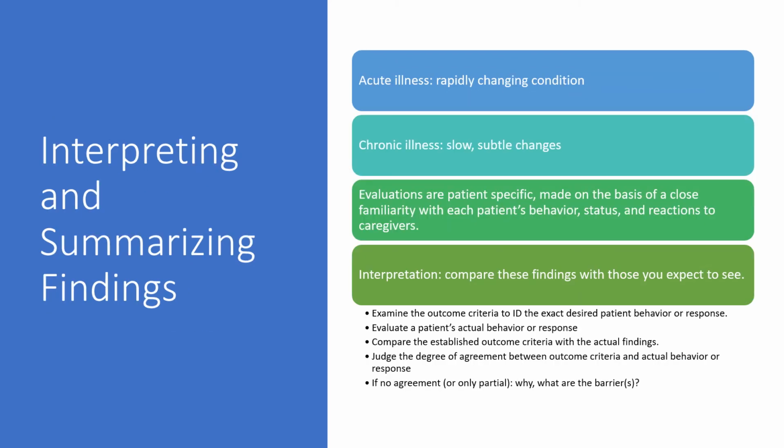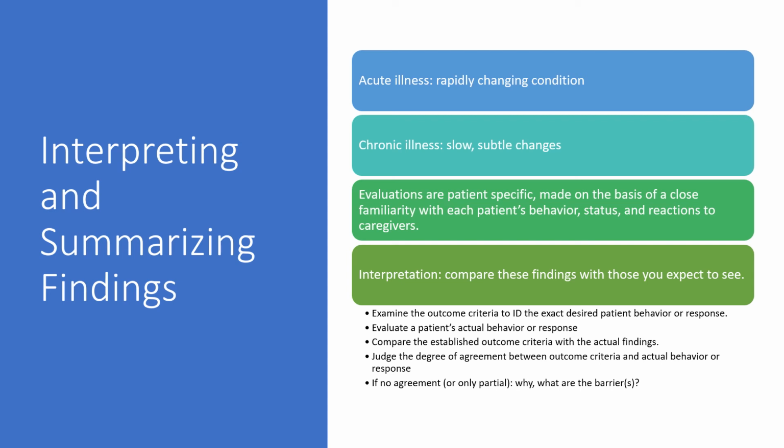Interpreting and summarizing the findings, just a couple of terms. Acute illness is rapidly changing conditions, and chronic illness involves slow, subtle changes. Evaluations are patient-specific, and they're made on the basis of a close familiarity with each patient's behavior, status, and reactions to caregivers. And interpretation is, again, you're going to compare these findings with those you expect to see.